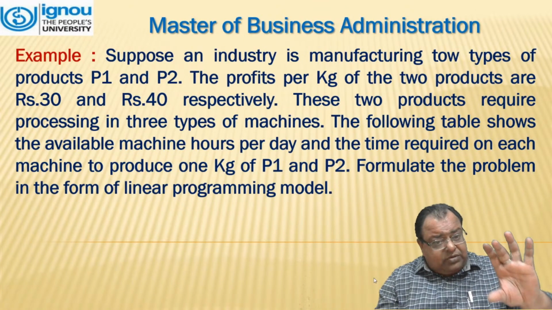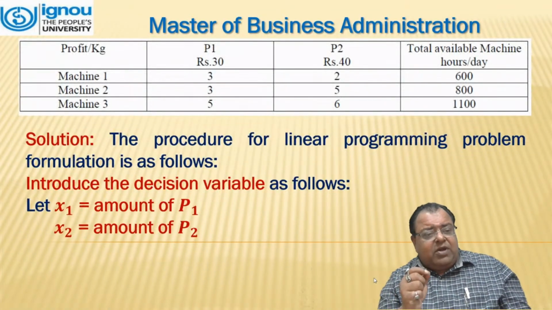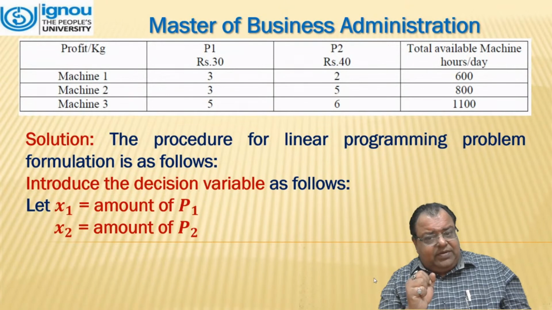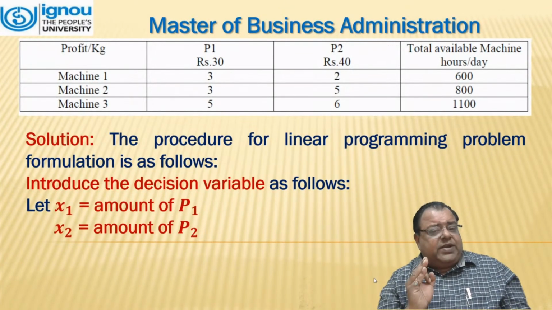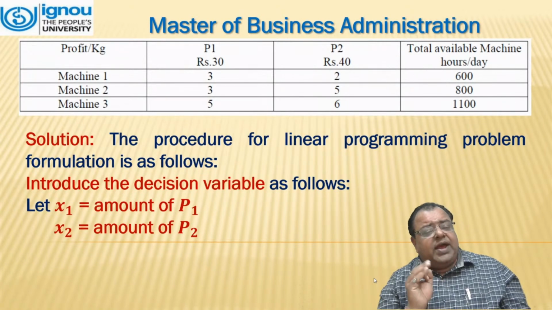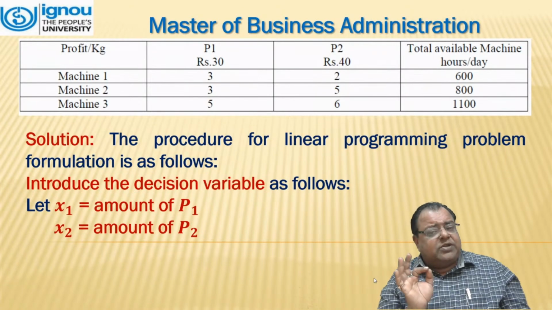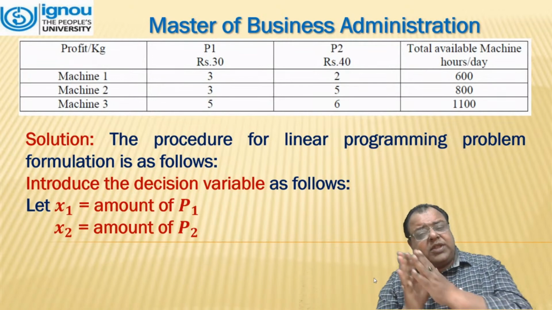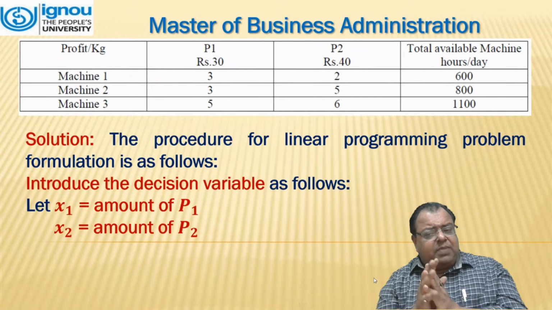Now, how is this transformed into a table? When we are talking about machine 1, the profit on product 1 is rupees 30 and on product 2 is rupees 40. On the right column we can see the total number of machine hours available per day: machine 1, machine 2, and machine 3.